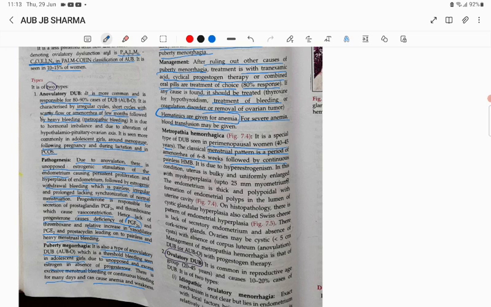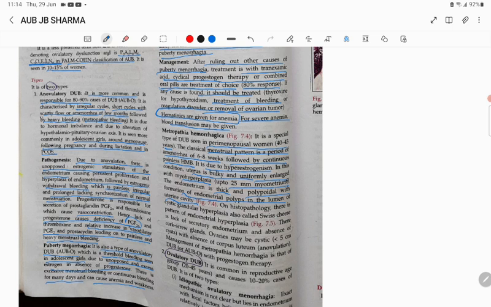Hyperestrogenism. The classical menstrual pattern is a period of amenorrhea for 2 months, like 6 to 8 weeks, followed by continuous painless heavy menstrual bleeding due to hyperestrogenism. In these conditions, the uterus is bulky, uniformly enlarged with myohyperplasia, up to 25 mm myometrium thickness. The endometrium is thick and polypoidal, with formation of endometrial polyp in the lumen of the uterine cavity. And histopathology, okay, these are the findings.